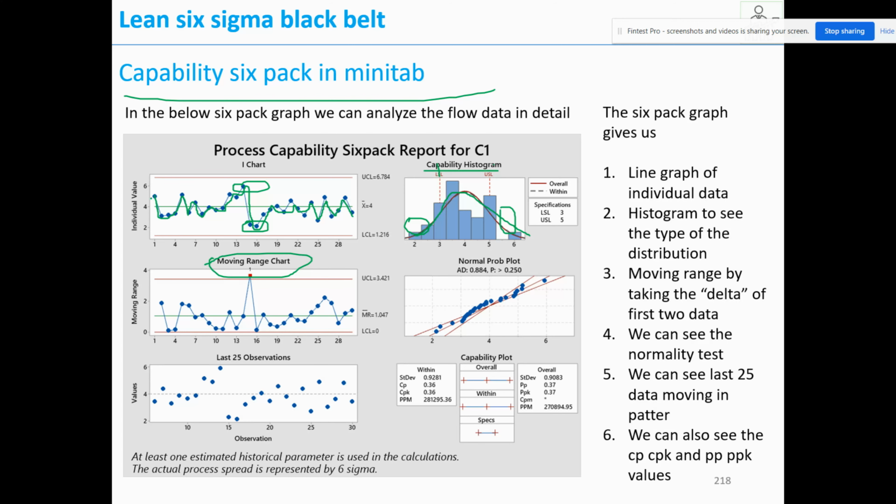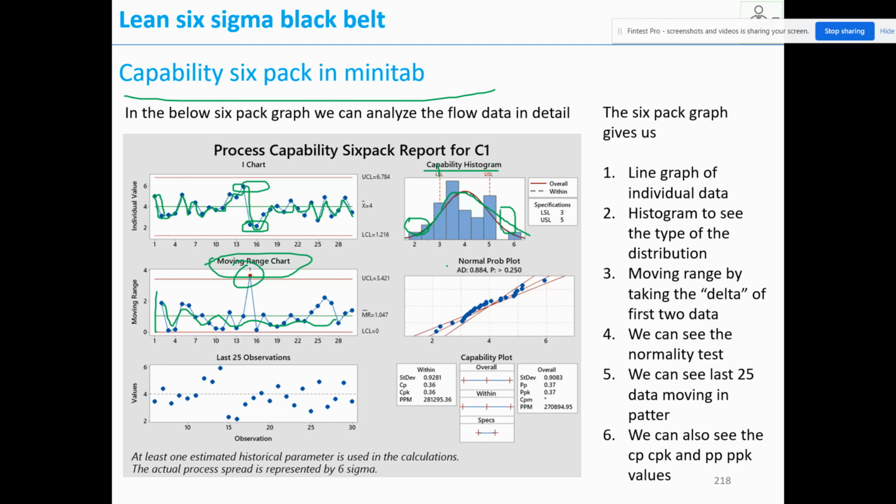That means the range, the difference of the first and the second data, will be plotted. So if you see, the first one is having a gap. Like that, the difference of the first and the second data, second and the third data, they have plotted. And if you see here, there is more variation. So it should be well within the specification.